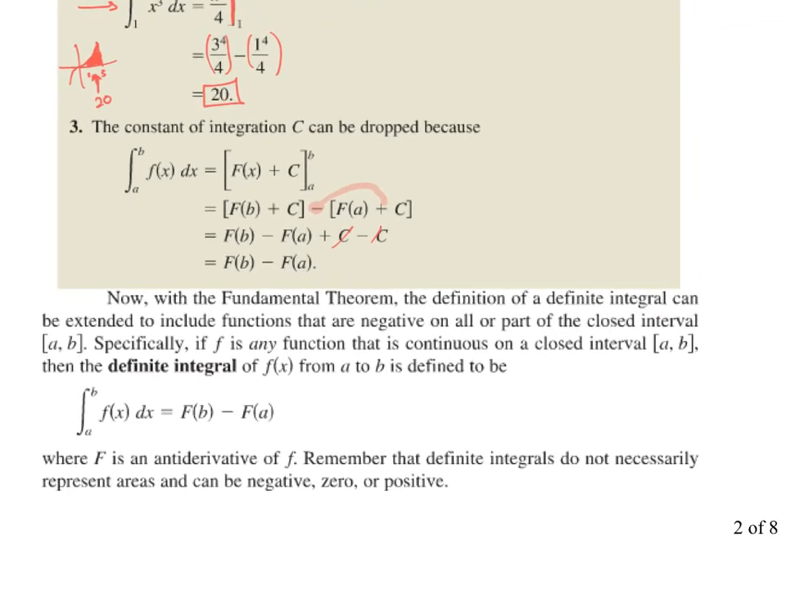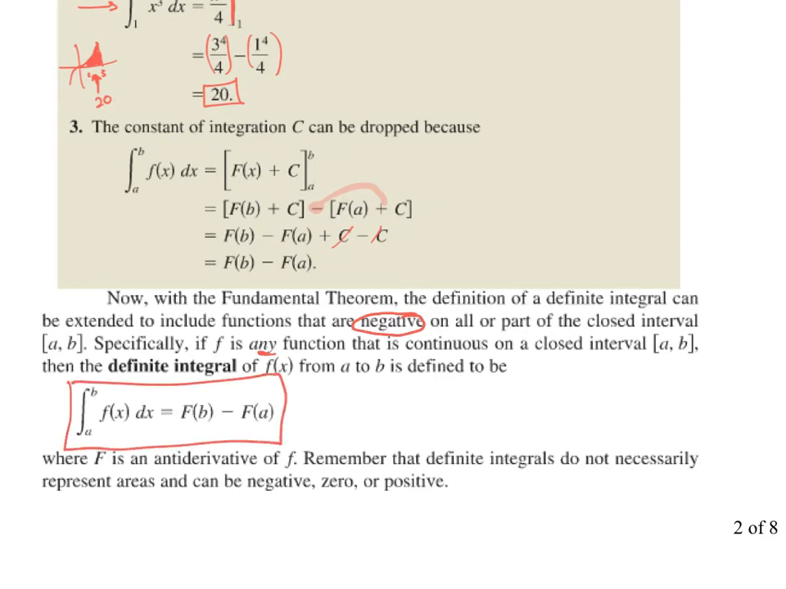So it says now with the fundamental theorem, the definition of a definite integral can be extended to include functions that are negative on all parts of a closed interval. So we can deal with negatives now on the interval a to b. It says specifically if f is any function. Now it doesn't need to be positive or not. And it is continuous on a closed interval a to b, then the definite integral of f of x from a to b can be defined as this.